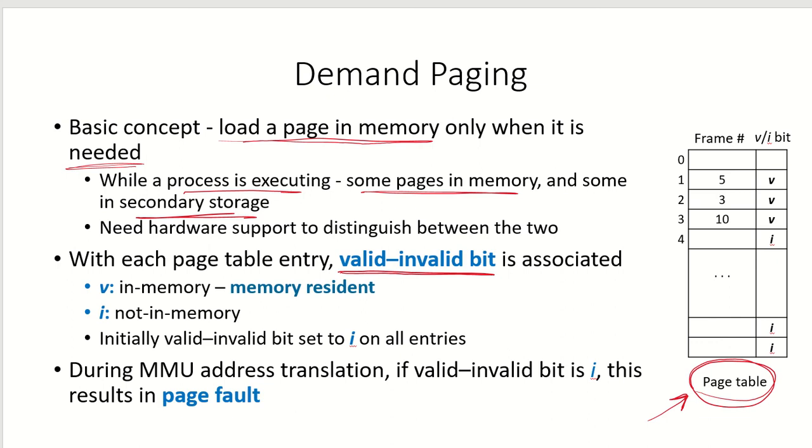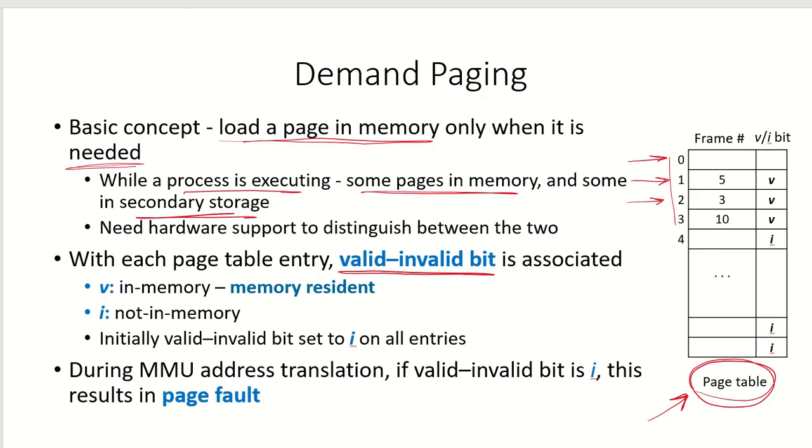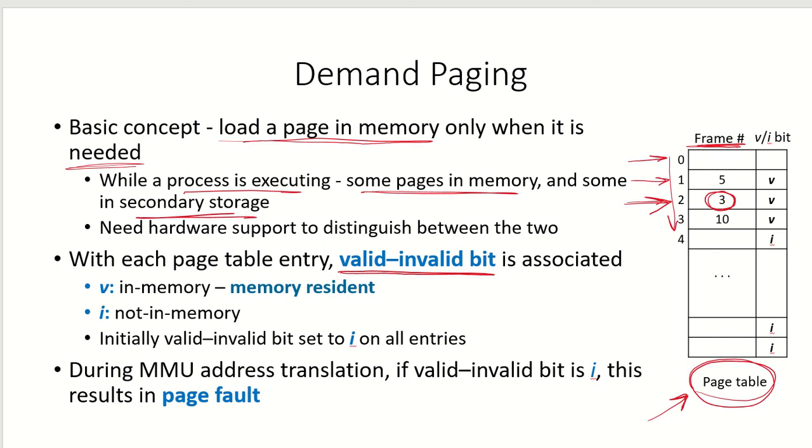With each page table entry, there is a valid-invalid bit. We know that in a page table, for each virtual page, there is an associated entry which specifies in which frame number the page is available. Frames are like the partitions available in the main memory, and the page size is equal to the frame size. So any page which is brought into the memory is kept in a particular frame.